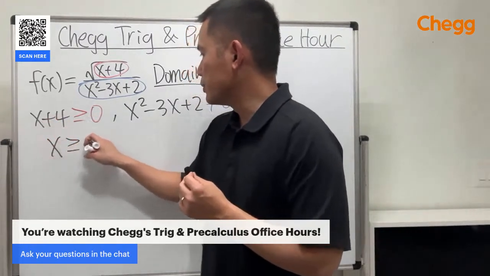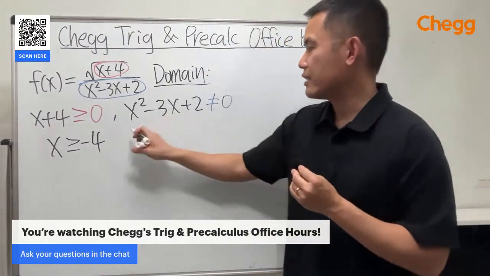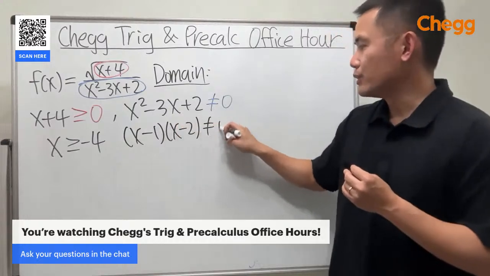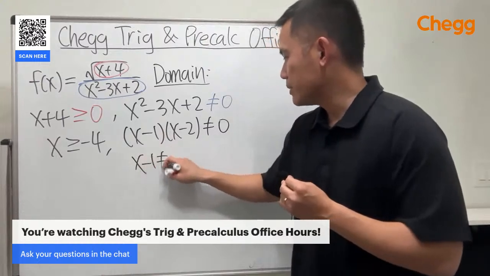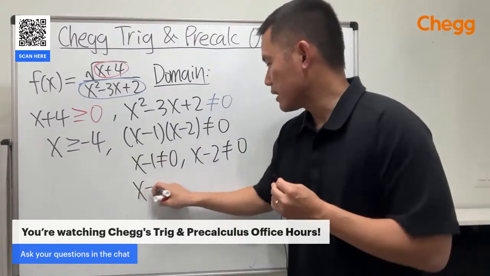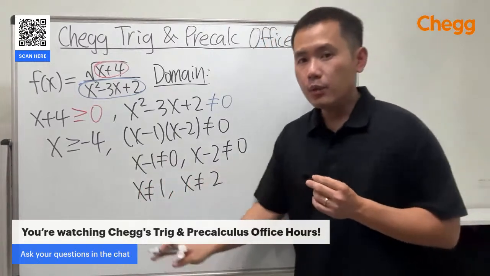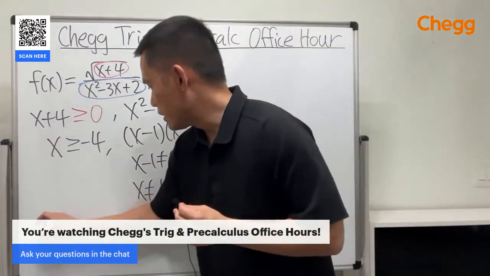This right here, just subtract 4 to both sides. X has to be greater than or equal to -4. Here, I will just factor it. (x - 1)(x - 2) not equal to 0. This means x minus 1 cannot be 0, x minus 2 cannot be 0, so x cannot be 1, x cannot be 2. And again, we have to satisfy all these conditions.